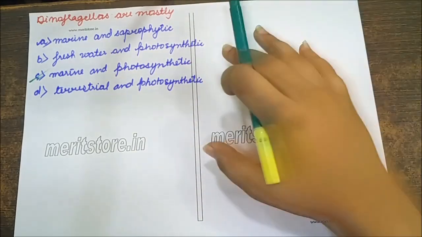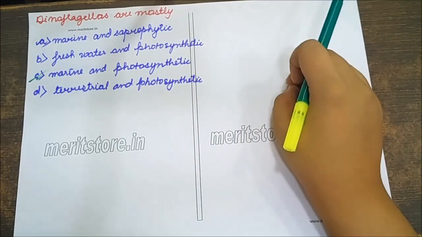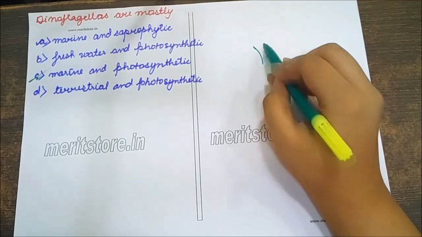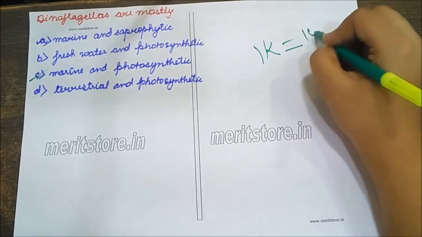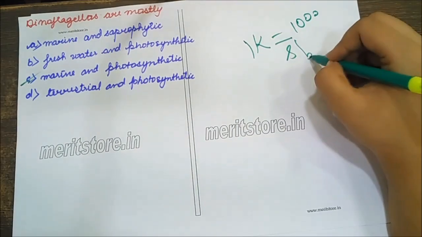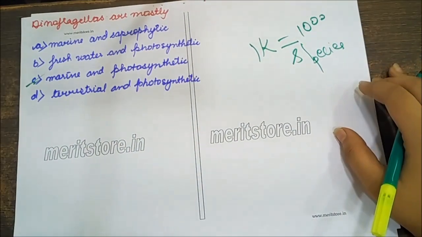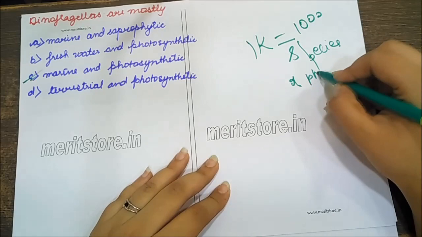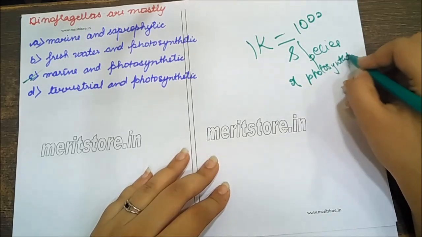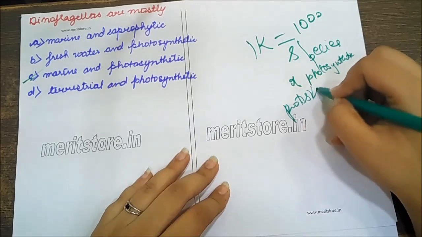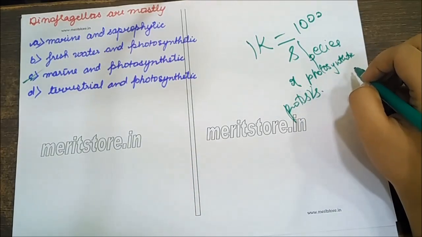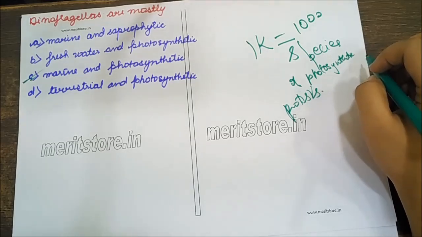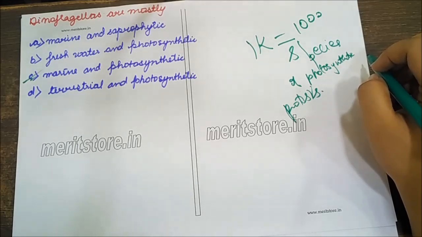Dinoflagellates are a group of about 1000 species of photosynthetic protists. 1K is 1000. The dinoflagellates are important components of phytoplankton. Most of them are marine, but some occur in fresh water.